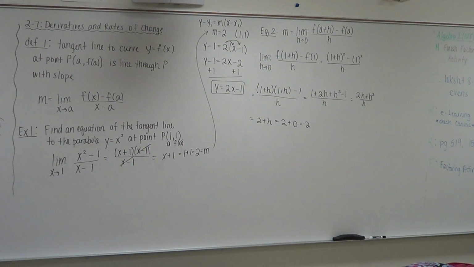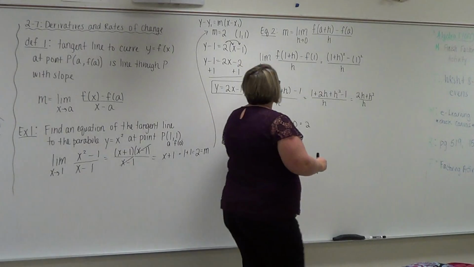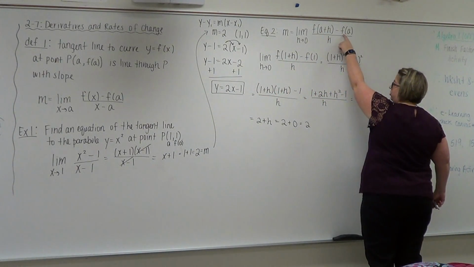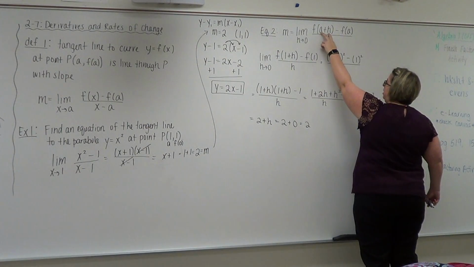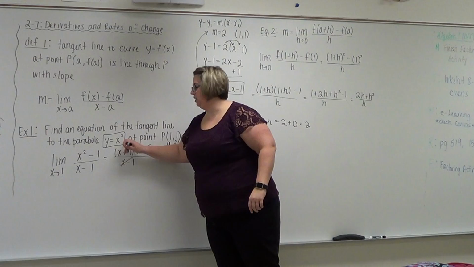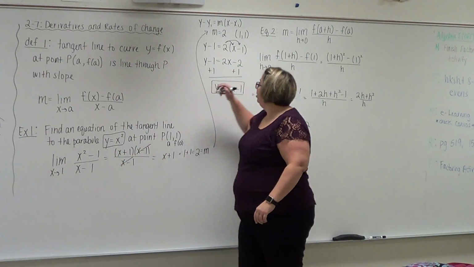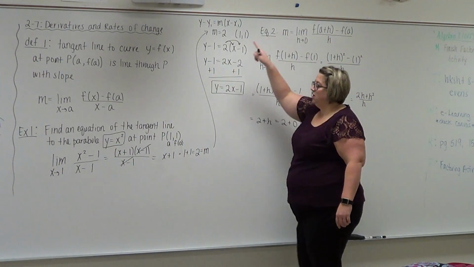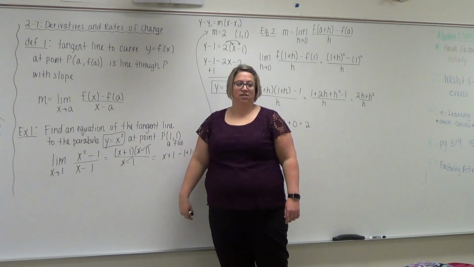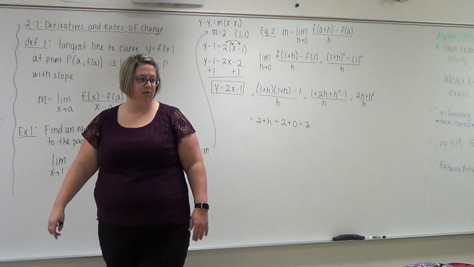Yes, Corey? How did you get 1 plus h squared? Okay, so this is my function, f of x. This is what I'm plugging in for x, and then we're just using the same equation that I used from example 1. So literally, whatever's in parentheses just gets plugged in for x. So they'll give us a formula? Yes, they will always give you the formula.